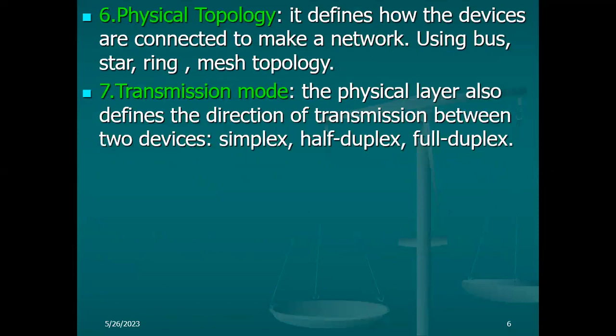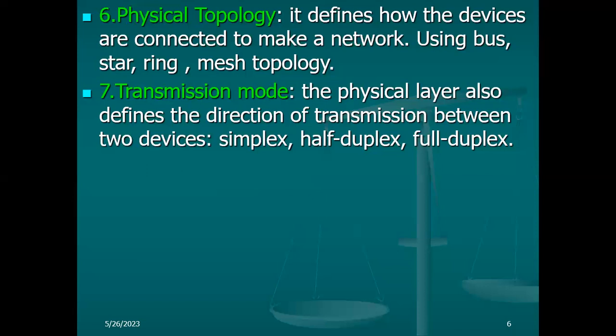An important task of the physical layer is that it determines the topology of the network. It may use the bus topology, star topology, mesh topology, or the ring topology. Whatever is suitable for the network, it decides the topology for the network. The final function of the physical layer is transmission mode. It defines the direction of the transmission of data between the two devices. The transmission mode may be simplex, half duplex, or full duplex.